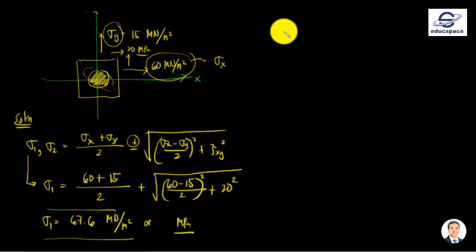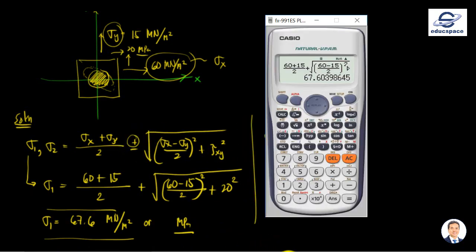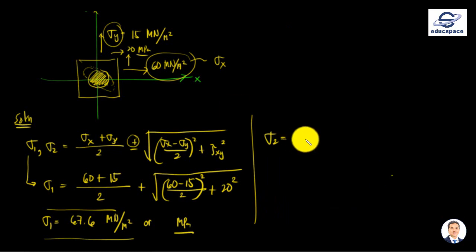Now for the minimum stress, we use the same relationship here. For the minimum principal stress, we use the negative sign. The arrangement is the same, we will just change this into negative. Again, the negative sign here represents the minimum principal stress. Equals 7.39 megapascal.